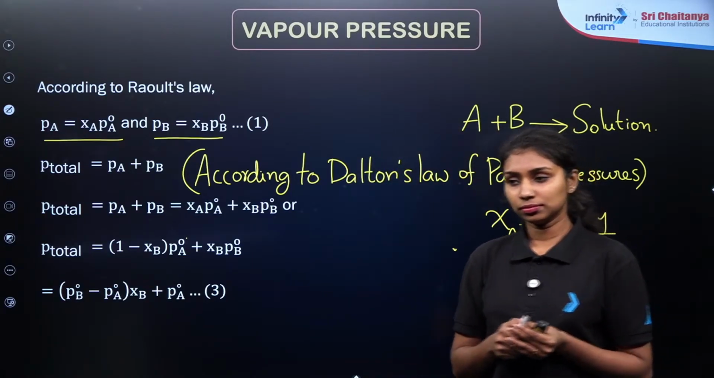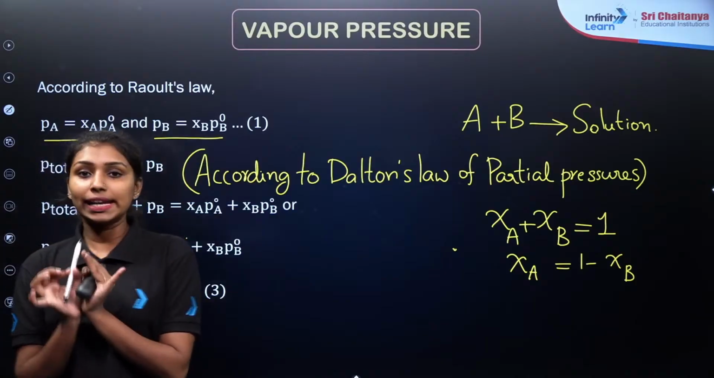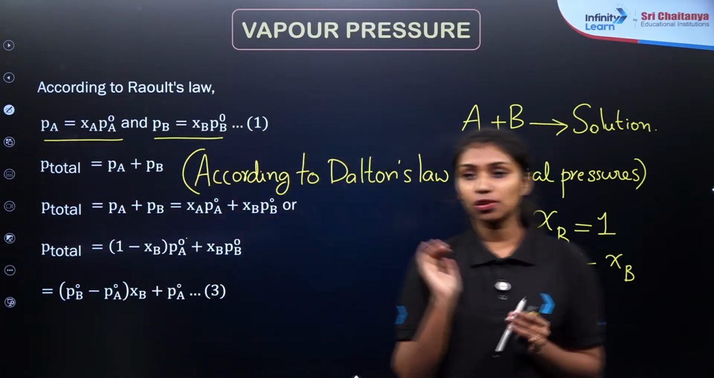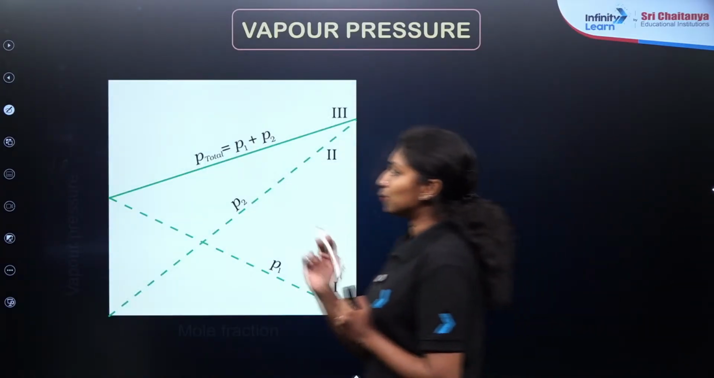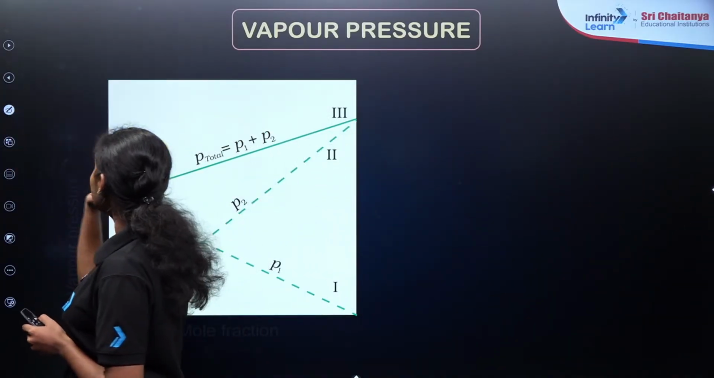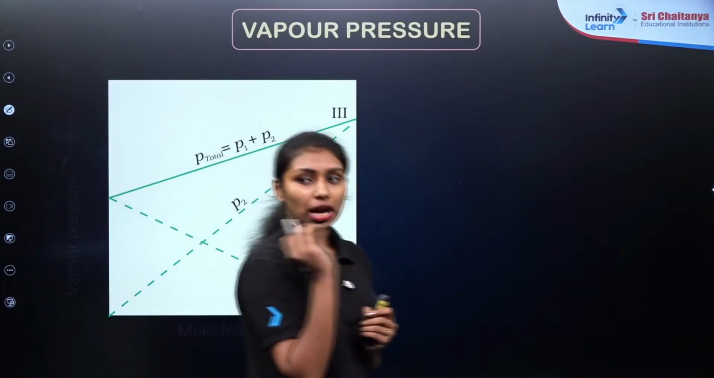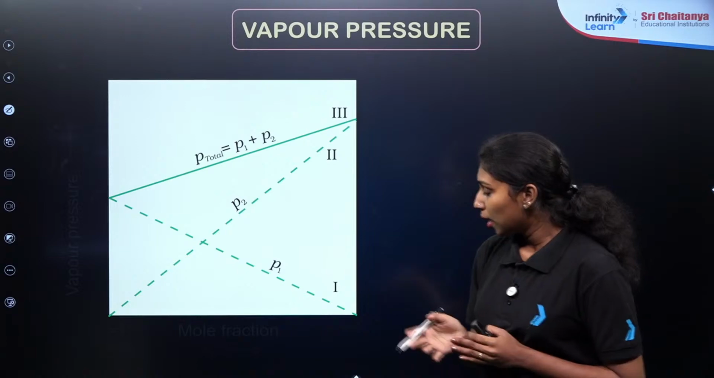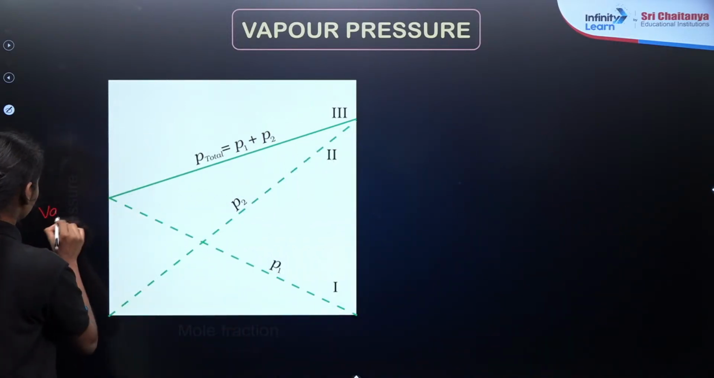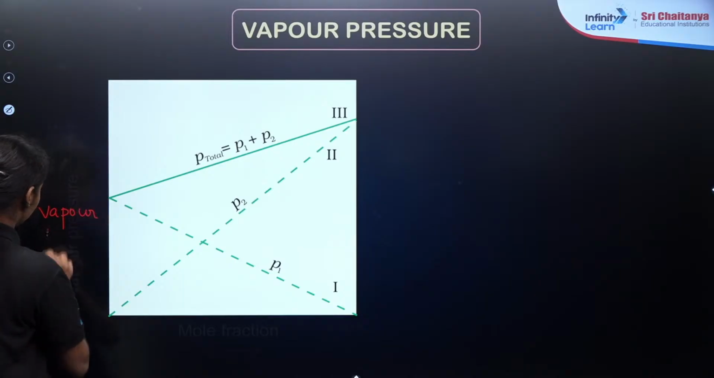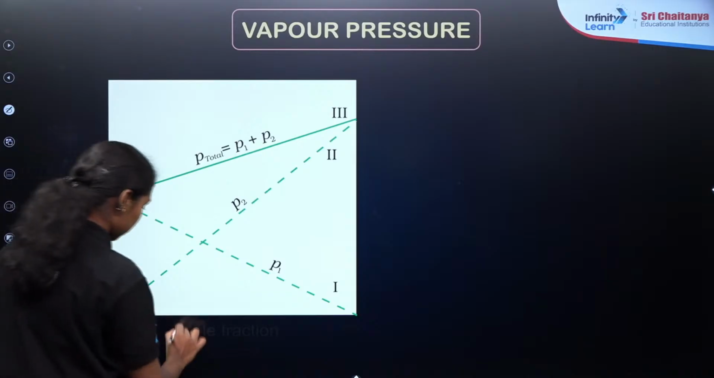Then only we can move to the next part, that is the explanation of ideal solutions, or the explanation of the Raoult's law graph. Clear? Okay, fine. Now, here we need to talk about the representation of Raoult's law in terms of a graph. There is a vapor pressure versus mole fraction graph.